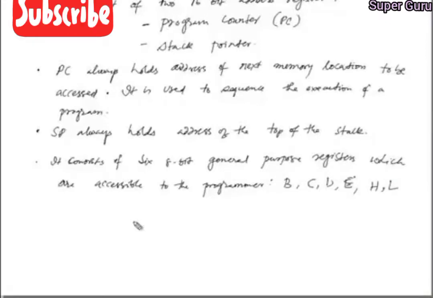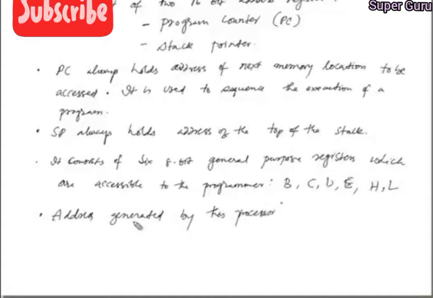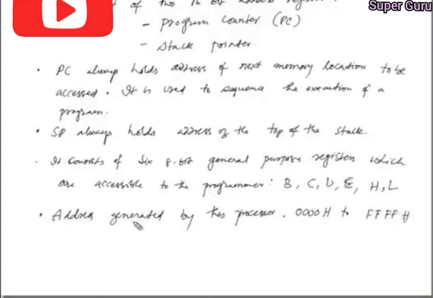Then, what is the address generated by the 8085 microprocessor? The address generated by this processor is 0000H to FFFFH. So this is the maximum address it can generate.